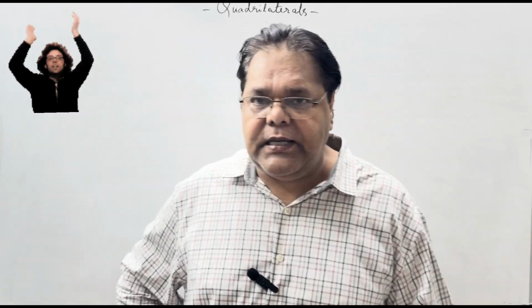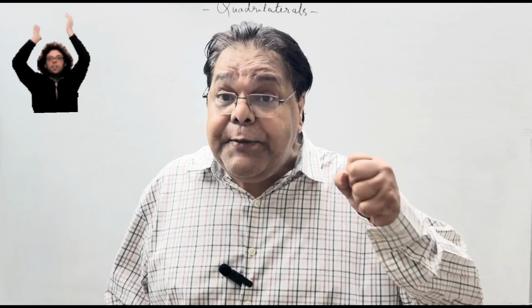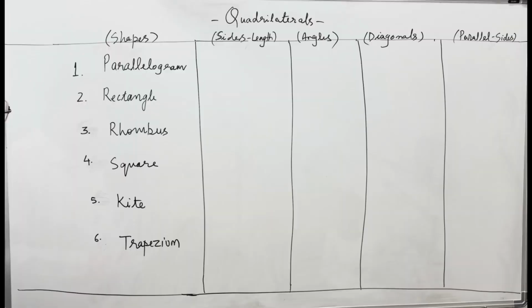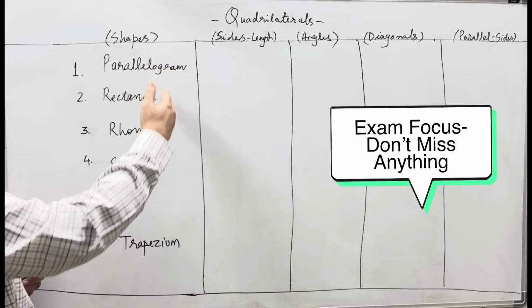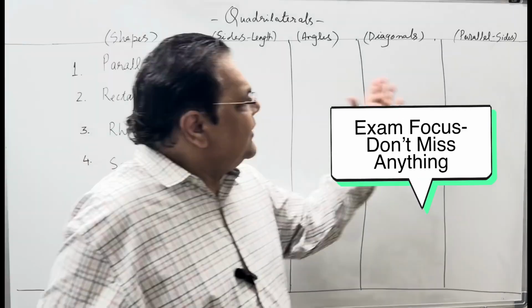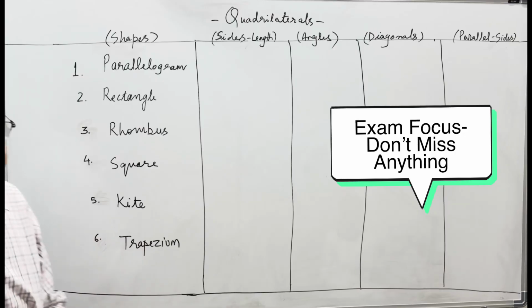Today we'll be discussing a summary of the properties of all the quadrilaterals, and a deep dive into the transversal and the parallel lines. So here I have mentioned shapes and have written all the different types of quadrilaterals. These are the four criteria on which you will find they have different characteristics or properties.